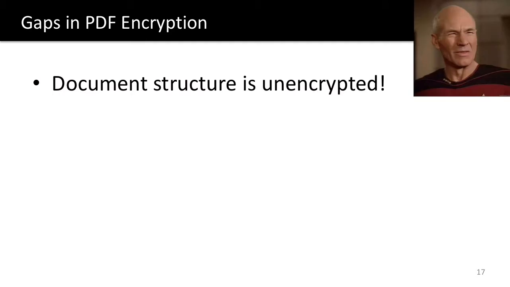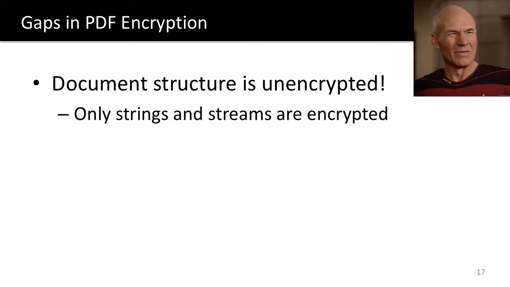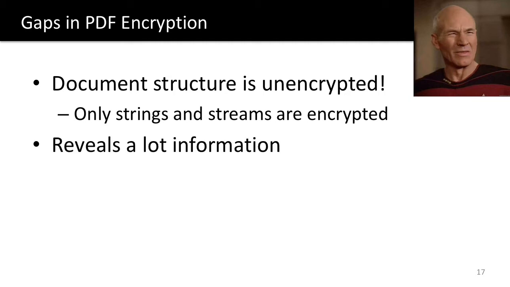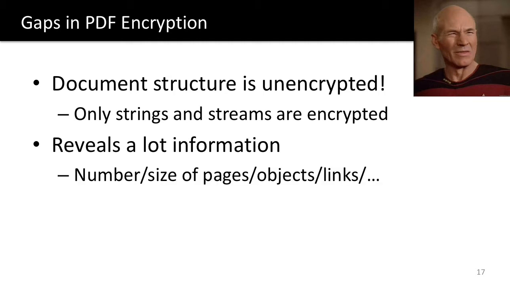Basically, it means that the whole structure of PDF documents remains unencrypted. Only strings and streams in a document are encrypted, while those object types contain the actual content, to be fair. But in other words, a passive attacker who obtains an encrypted document can already reveal a lot of information, such as, for example, the number and size of pages and contained objects, maybe even if there's hyperlinks and so on. So from a security perspective, this already looks interesting. But maybe there's even more.